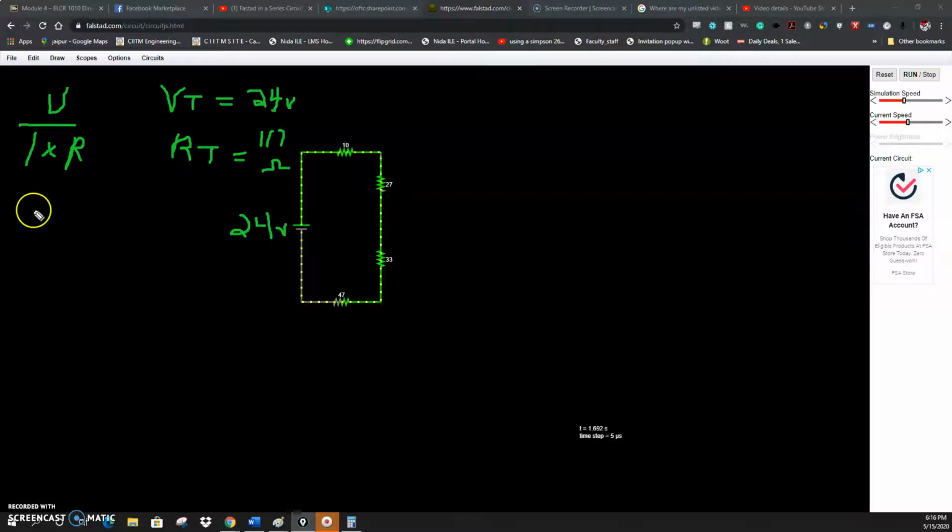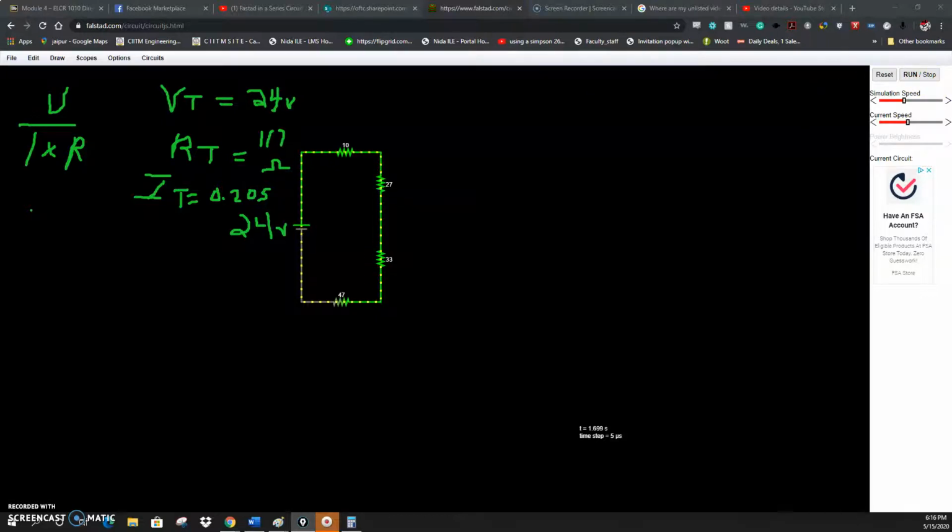So IT, I guess I'll write it right here, if I can squeeze it in, equals 0.205 amps. Now we can validate that.